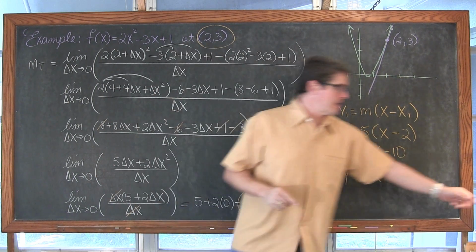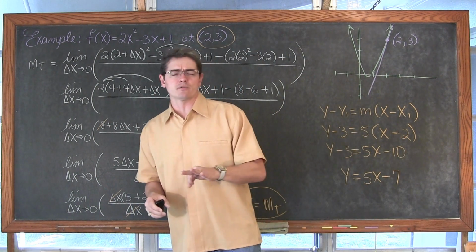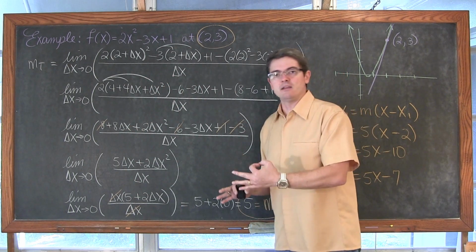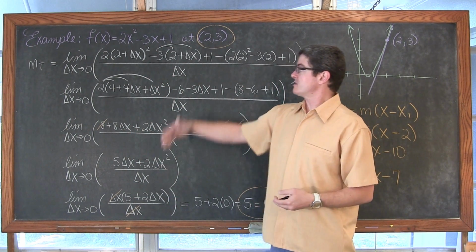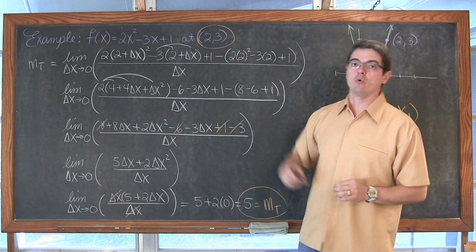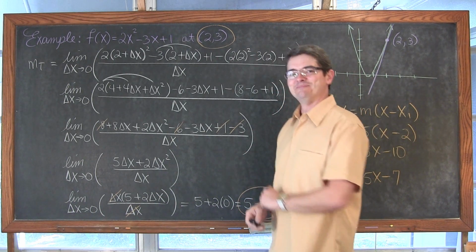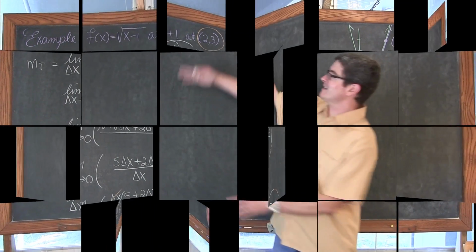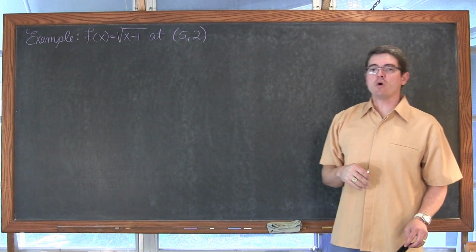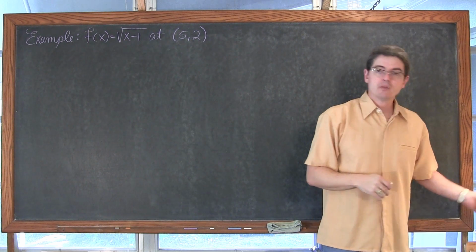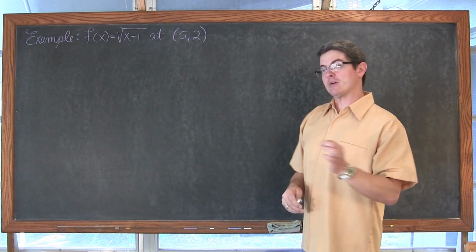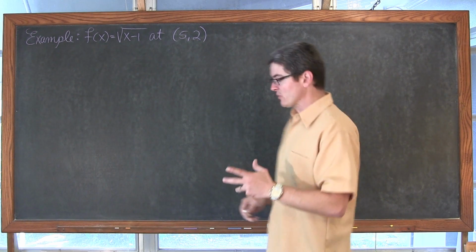Okay, I got one more example. This one's going to be the most complicated of the three that we're doing right now, where we can actually find that the limit exists at c, and we're just finding the slope again at a particular point. Coming right up. f of x is equal to the square root of x minus 1 at 5, 2. We're going to find the slope of that curve at that particular point, and we're going to do that again with the definition of the derivative.